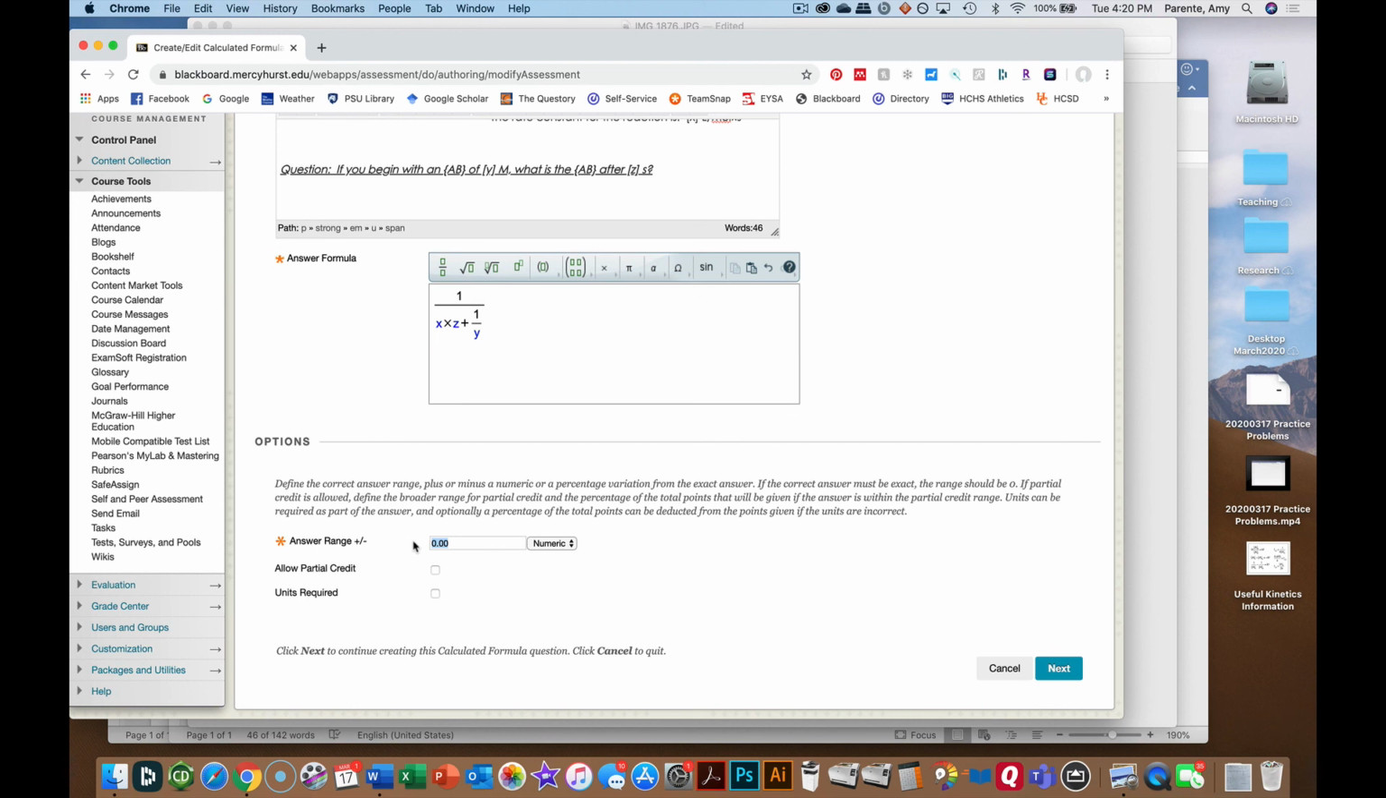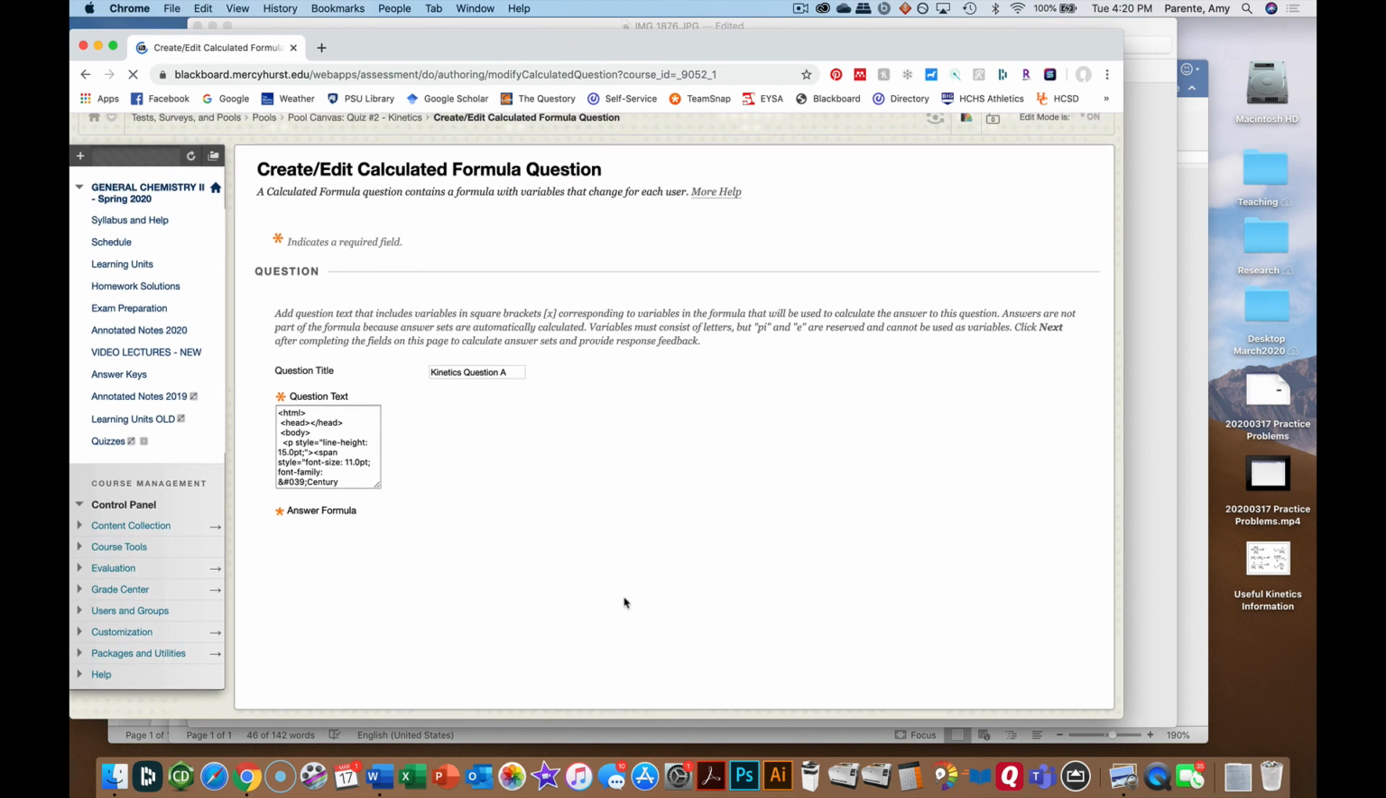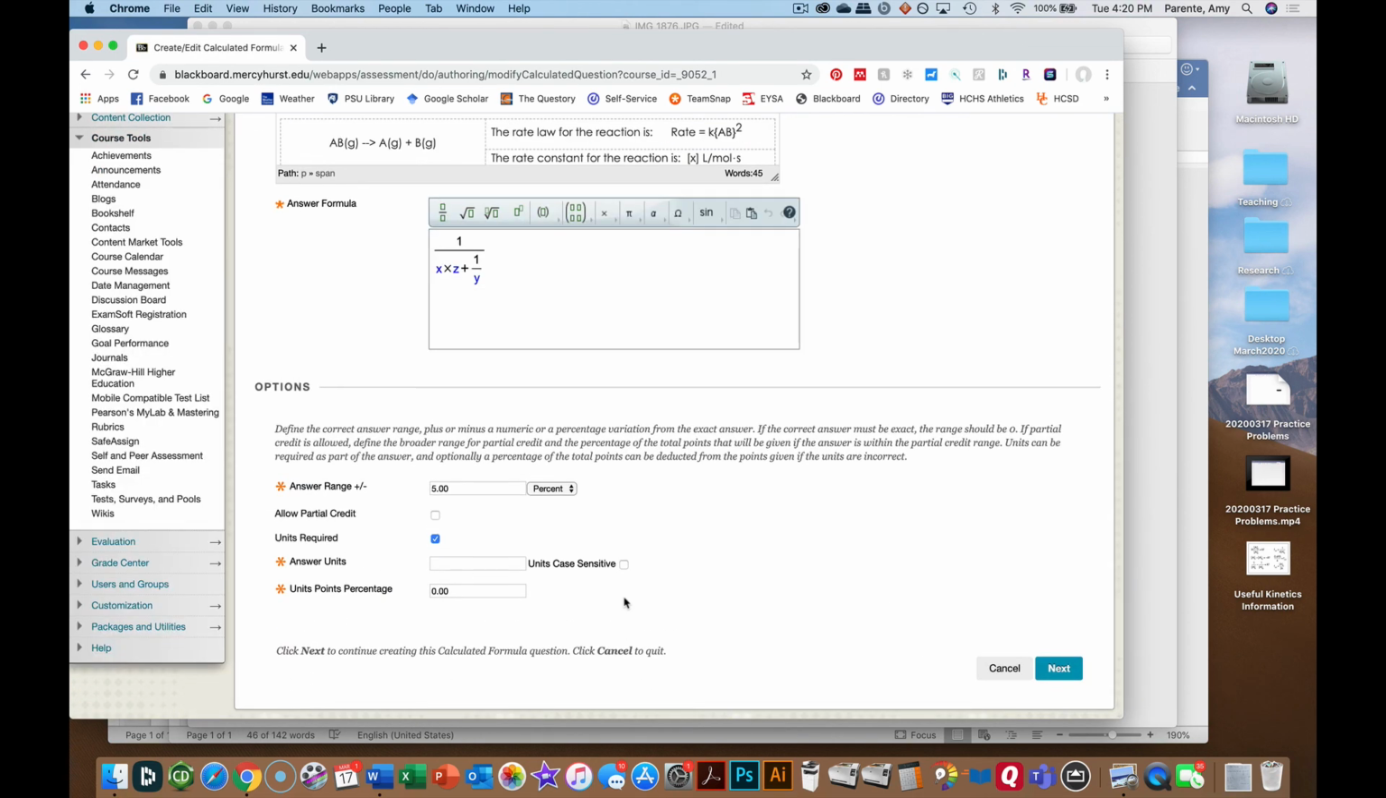Again, I'm going to say that I'm okay with a 5% deviation in my answers. Units are going to be required, and it should pop up here in a second. Yep, to have me put in what those units are. So the answer is going to have to be in molarity, so they're just going to have a capital M there.